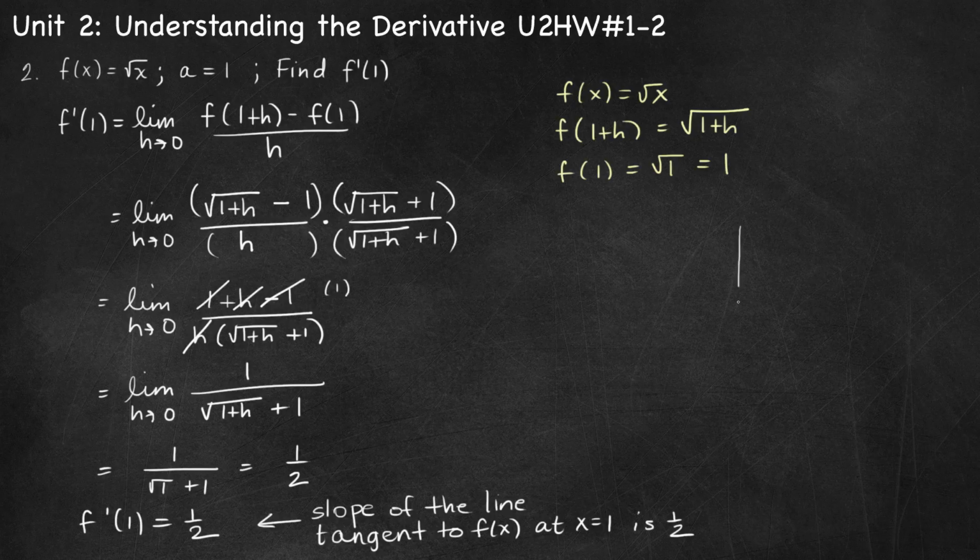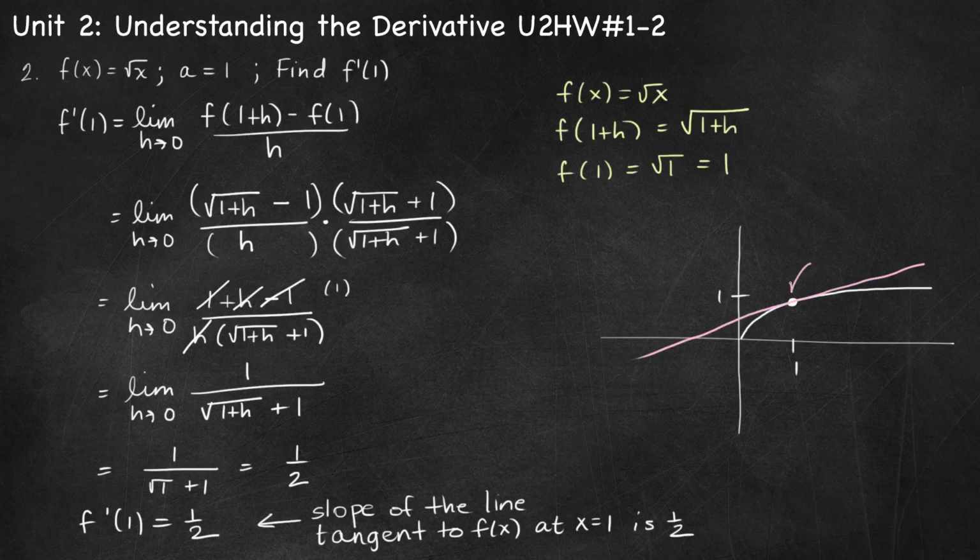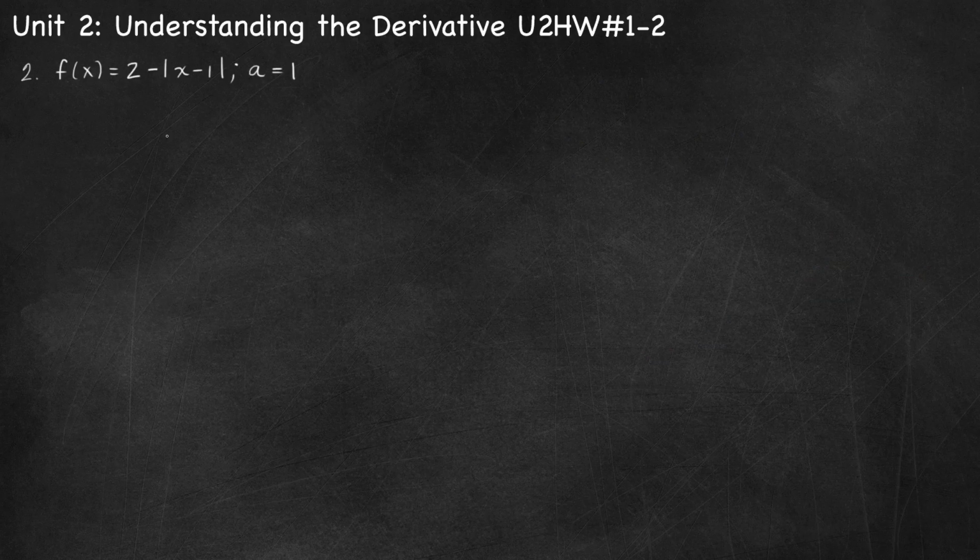So let's just check that on the graph, make sure that seems right. The graph of y equals square root of x is going to look approximately like that. We have a point at 1, 1. And if we draw a line tangent to the graph at that point, the slope of that tangent line is 1/2. And finally, part f.